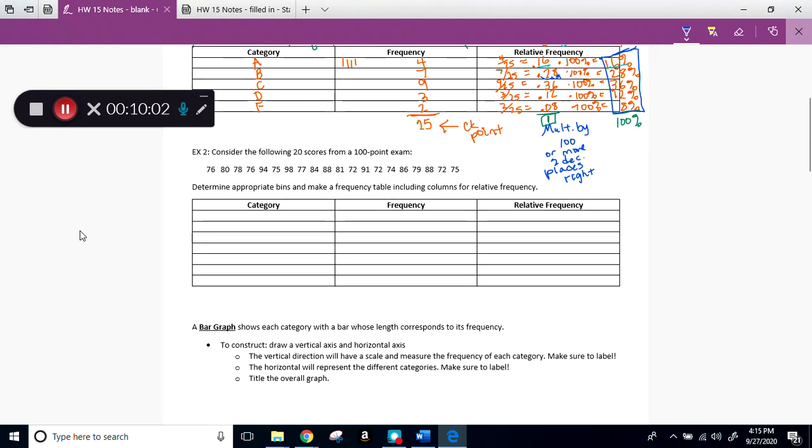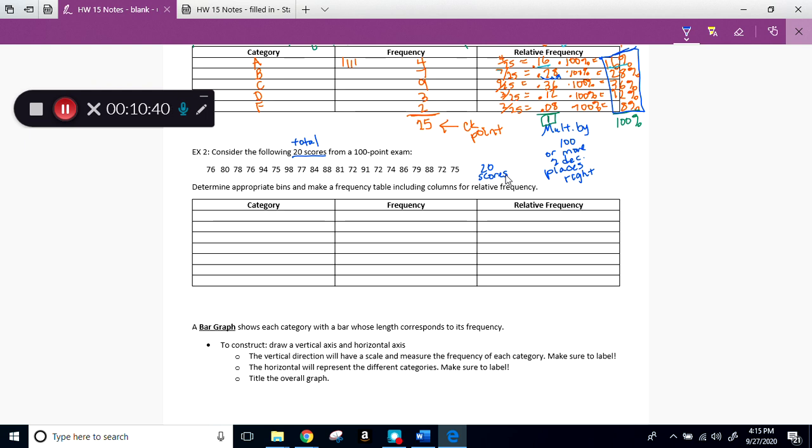Okay, the next one. Consider the following 20 scores from a 100-point exam. Okay, now they're giving you something here. A 100-point exam just means that the scores are out of 100. But what does this 20 scores mean? Does that mean the total? So if you counted this up, you should get there's 20 of them. Sometimes that's given to you, sometimes not.